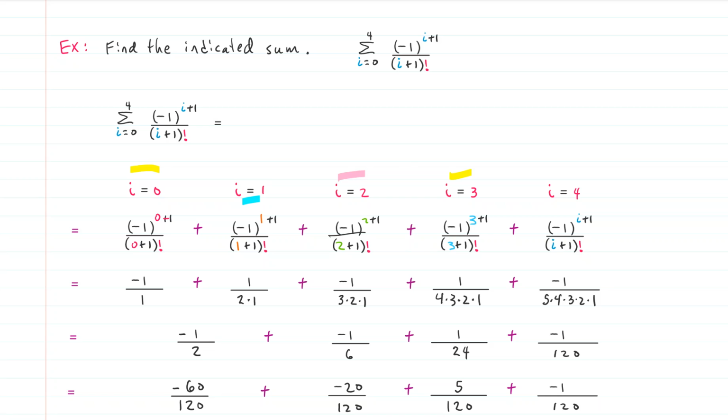So I have negative 1 to the fourth power, which is just 1. And then I have 3 plus 1, or 4 factorial, which is 24. So I end up having 1 over 24 for this term.